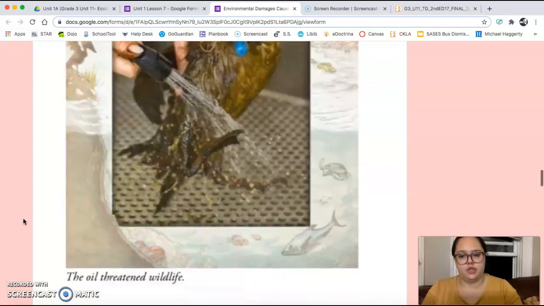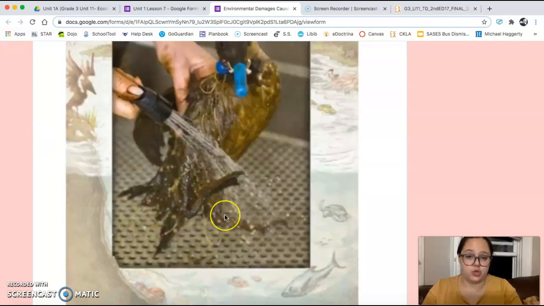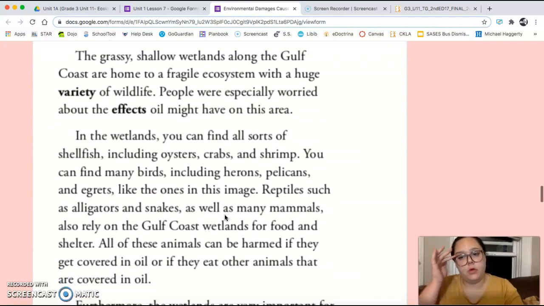And this is showing that the oil threatened the wildlife. So that's a bird that got some damage due to the oil spill. The grassy, shallow wetlands along the Gulf Coast are home to a fragile ecosystem with a huge variety of wildlife. People were especially worried about the effects oil might have on this area.